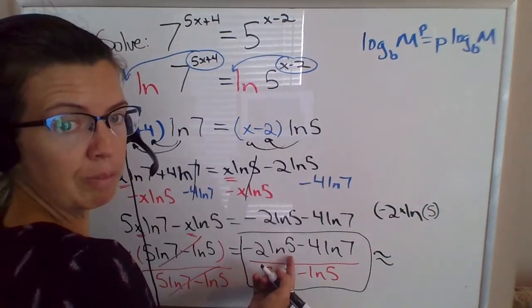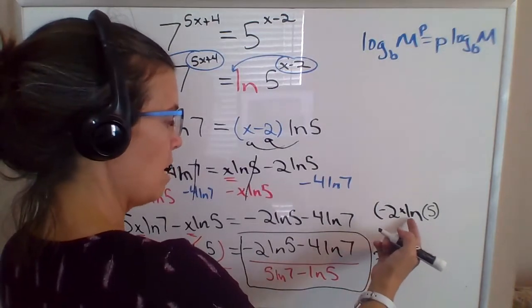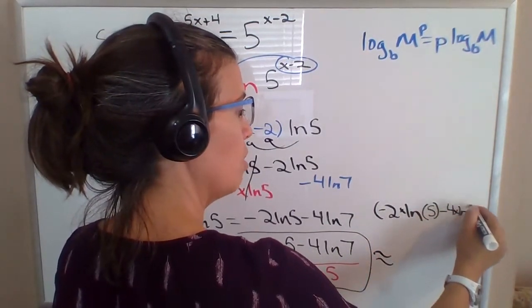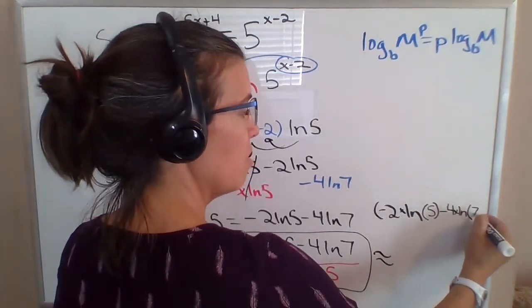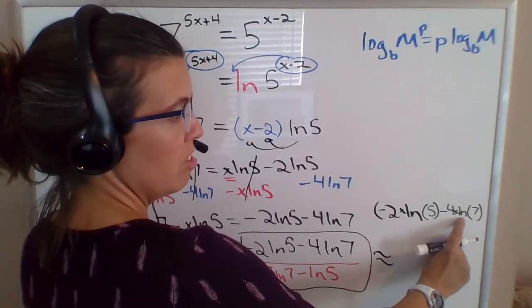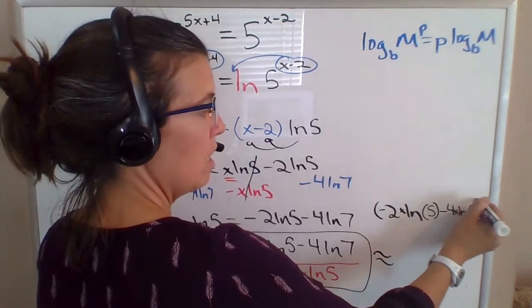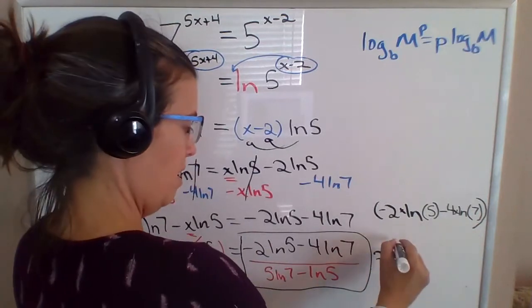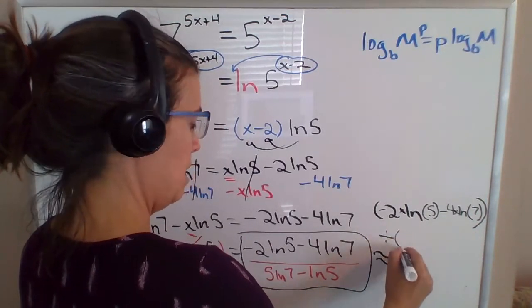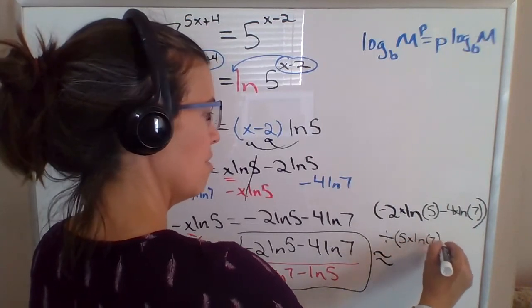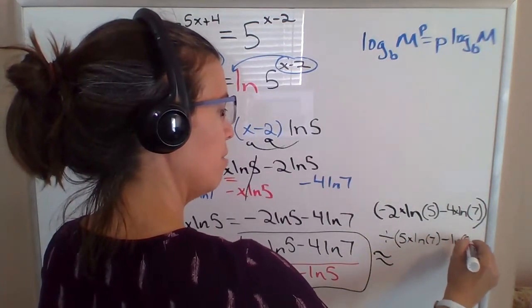So when you hit natural log, if it automatically opens a parenthesis, make sure you close it at the end of that logarithm. So -2 times natural log of 5 minus 4 times natural log of 7. It opens a parenthesis, so you'll have to remember to close it. This one closes the natural log parentheses. We would need another parenthesis to close out the numerator. And then divided by your expression in the denominator. So 5 times natural log of 7 minus natural log of 5.